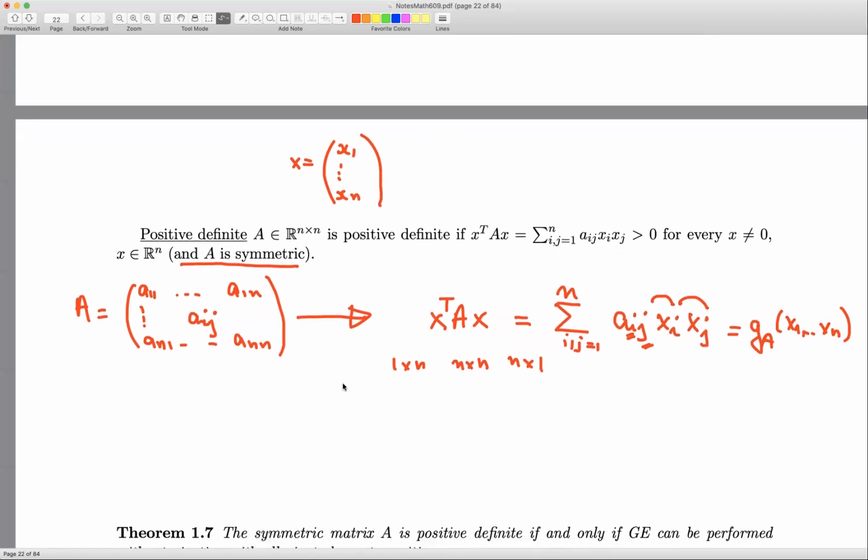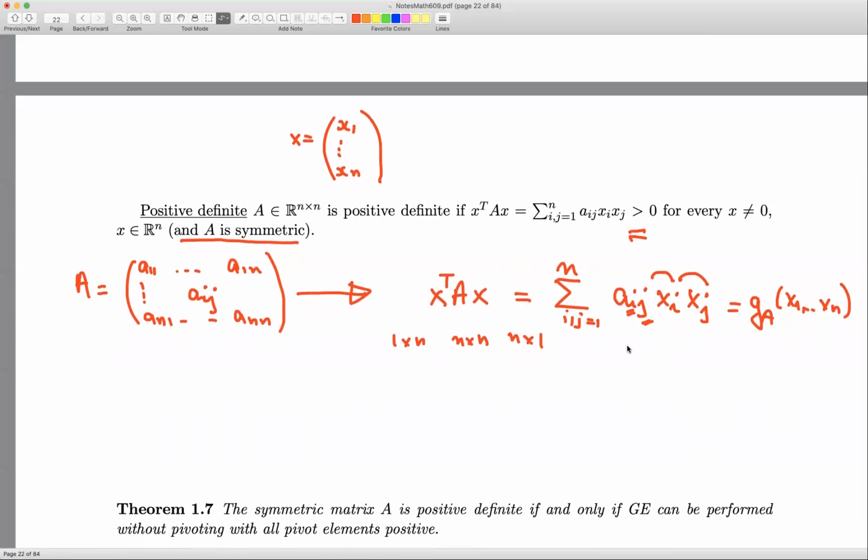And therefore, one can ask the question, is this quadratic form bigger than 0 for all x that are different from 0 or not? And if, as a function of x1 to xn, it is strictly positive for all x's that are different from 0, then the matrix that created that quadratic form is called a positive definite matrix.